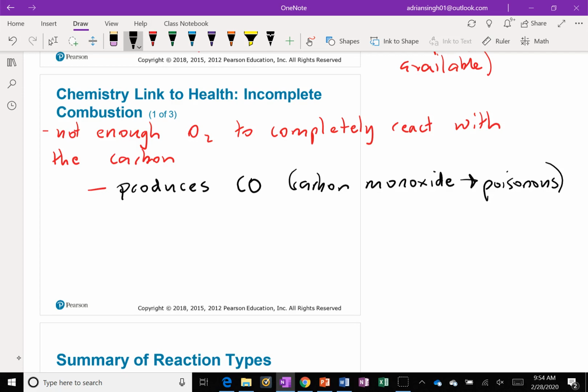All right, so when there's not enough oxygen to completely react with the carbon in our fuel, then we refer to that as incomplete combustion. And one of the additional products that we get is CO. So that's why, for example, you don't want to have your grill operating in an enclosed space. You grill outdoors. You don't necessarily want to grill inside where there's not enough oxygen available to completely burn the fuel, because you end up producing some of the poisonous carbon monoxide.